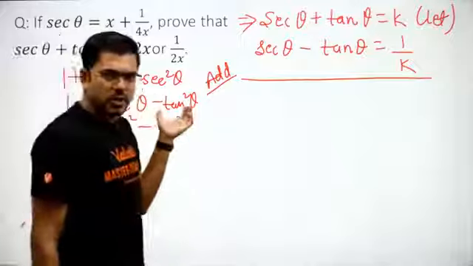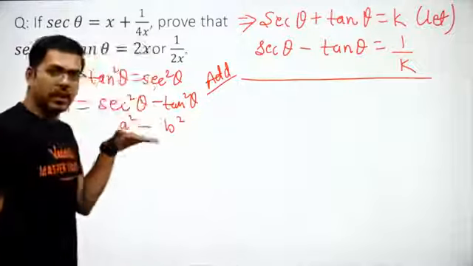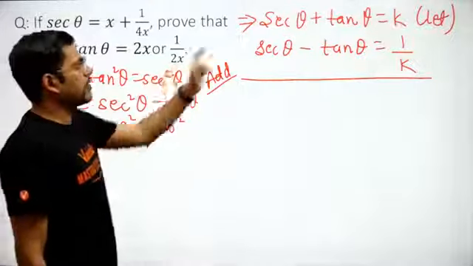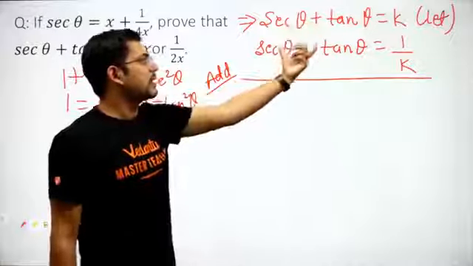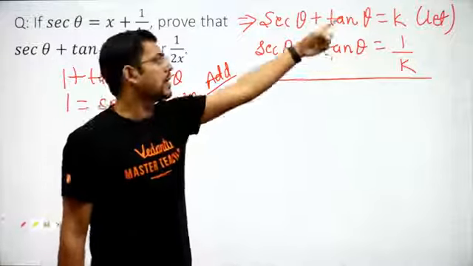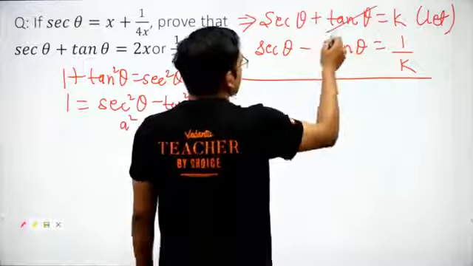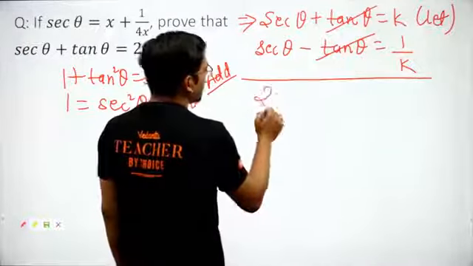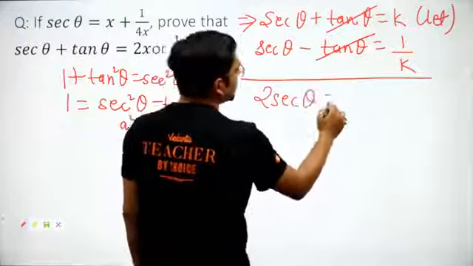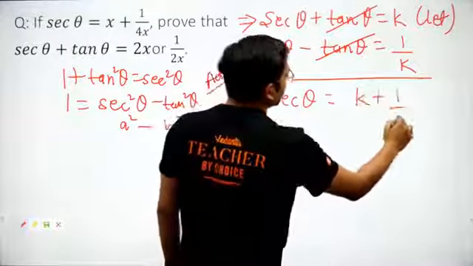So I am just leaving this formula till here only. Thereafter you can derive and you will get that sec theta plus tan theta and sec theta minus tan theta are reciprocal to each other. Now by simply adding it, this tan theta plus and minus would be cancelled, and here we will be getting 2 sec theta is equal to k plus 1 by k.